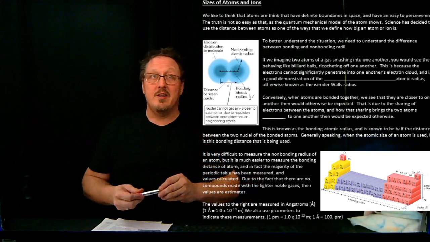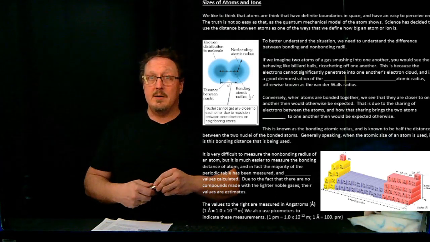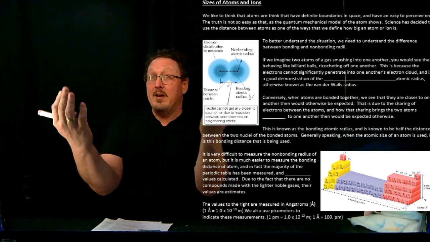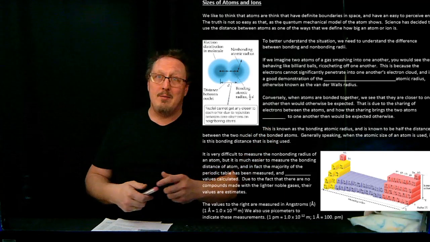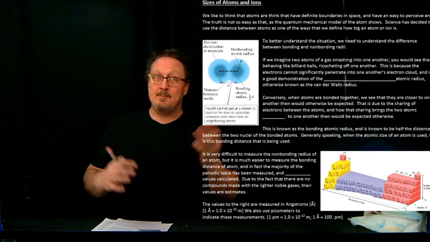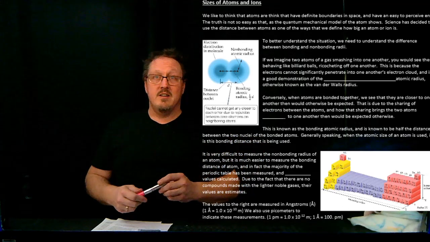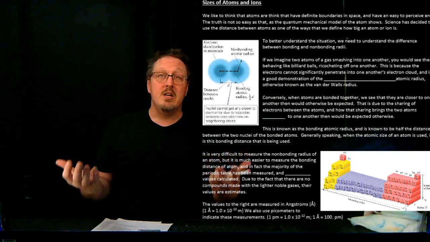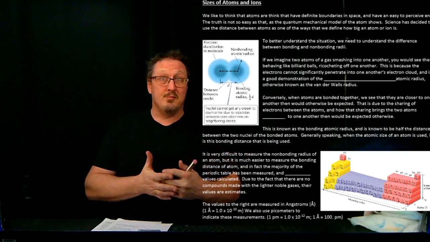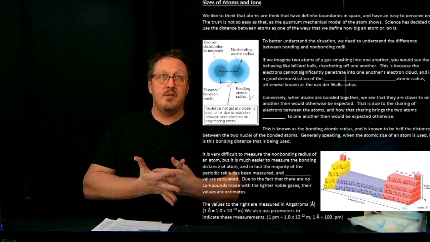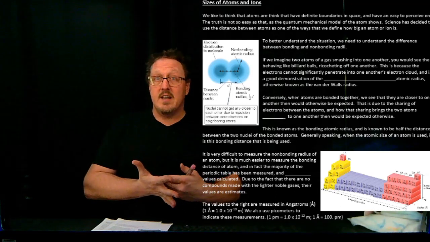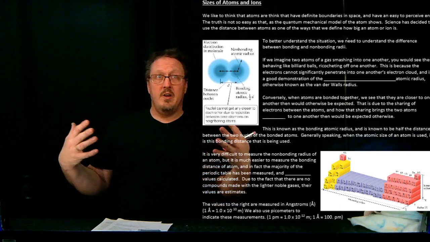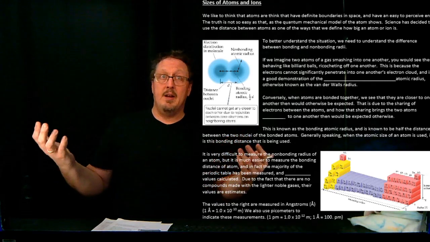When we look at the quantum mechanical model of the atom, we're looking at an electron distribution, and there is no point of absolute no probability of finding an electron. So there's really not a lot of direction there to tell us how big atoms are. We have to look to another measurement to figure out how big atoms really are. What we've decided to do is use the distance between atoms when they bond with one another. To better understand it, we need to understand the difference between a non-bonding and a bonding radii.